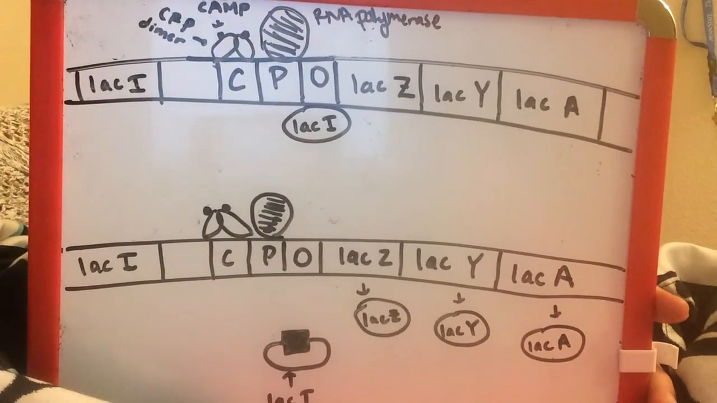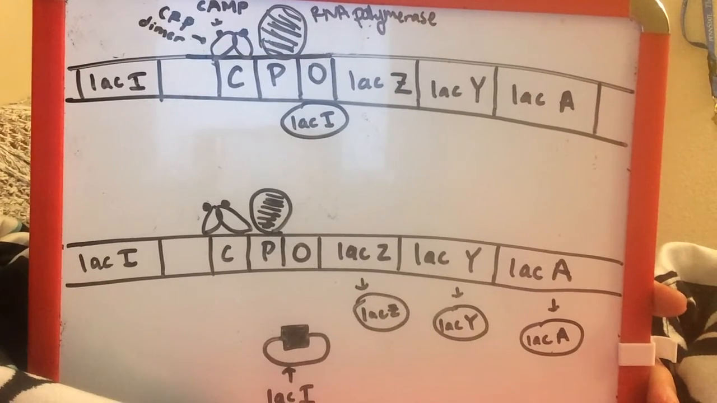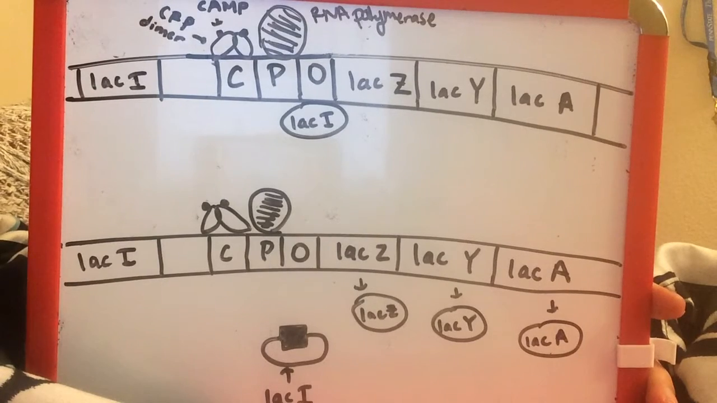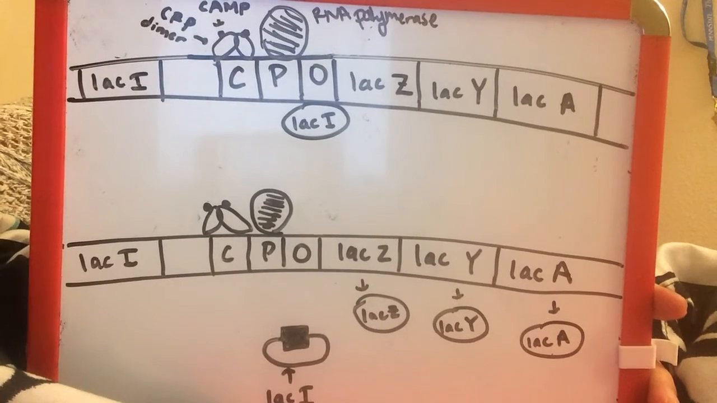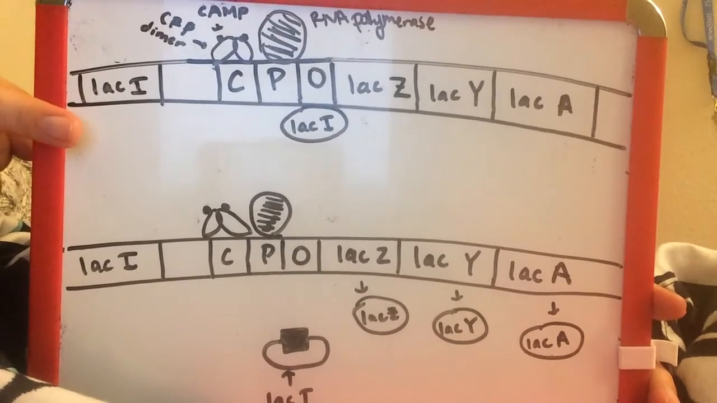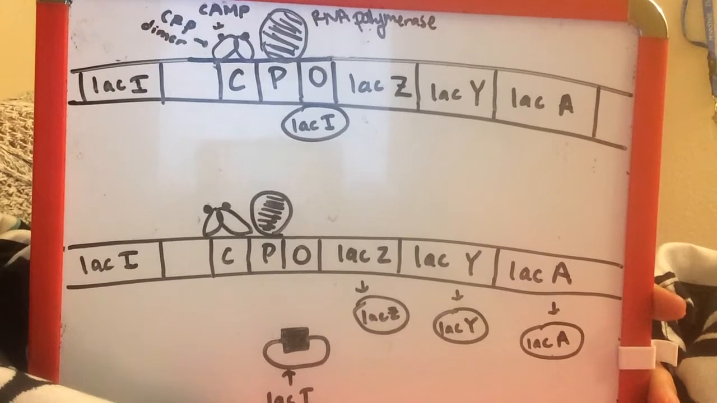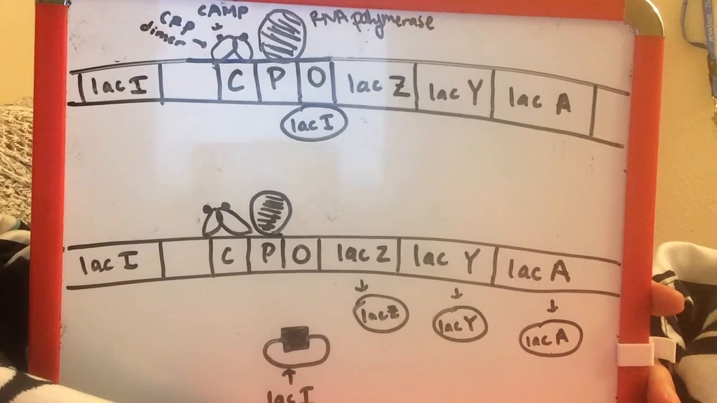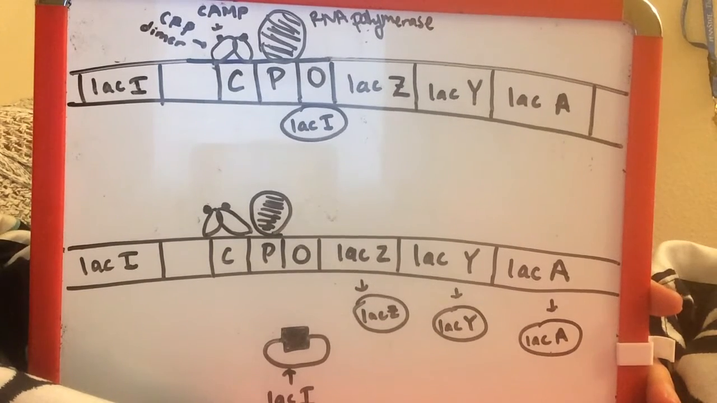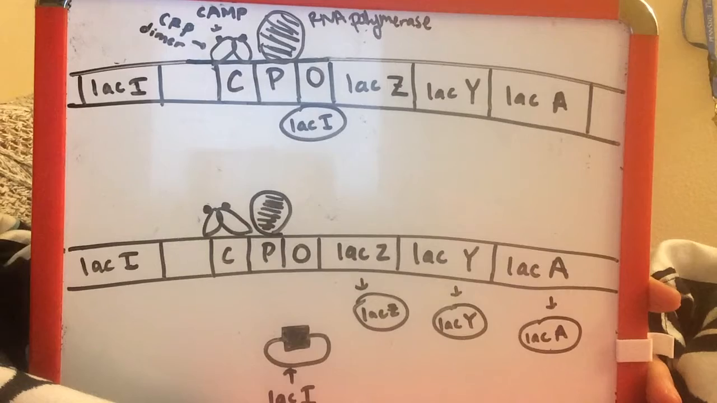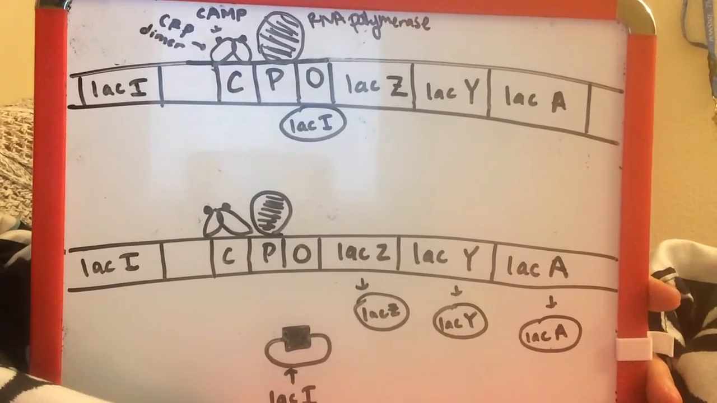The Lac I protein is always translated. However, it can be active or inactive. When first translated, Lac I is an active repressor, and as long as there is no inducer, such as in the top situation here, it will bind to the operator. Even if the CRP dimer with its cAMP and the RNA polymerase are bound to the DNA, Lac I prevents transcription and translation of the Lac Z, Y, and A genes. Thus, no proteins will be made and lactose cannot be broken down.